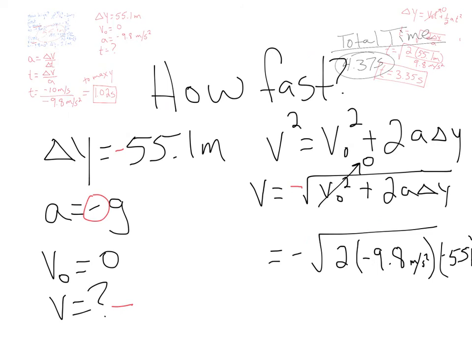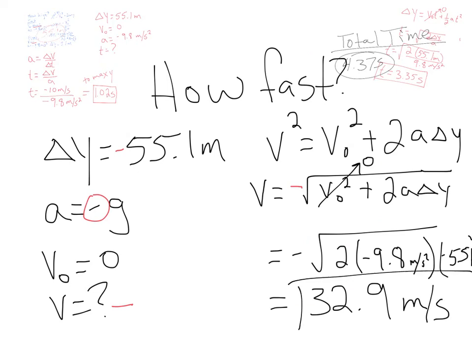So we need to make sure that we get a real number, so that means we have to have a positive number inside of the radical, or a positive radicand. And so when our displacement is negative, which it is because we're going down, these two negatives would cancel, and we end up getting a positive quantity of about 32.9 meters per second. And so that is our final velocity right before it hits. And remember, it is negative because it's going down.